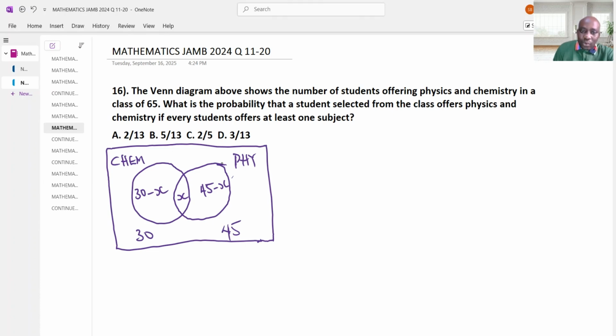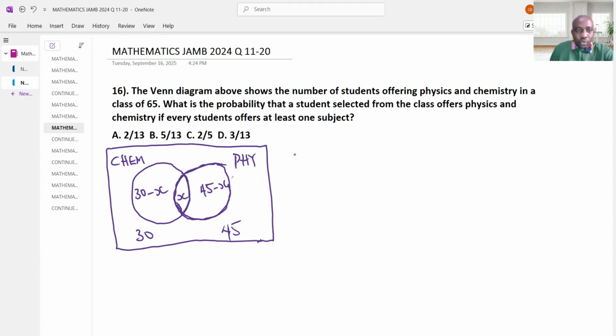The reason is that if you look at this circle, it is for only people that did physics. And we were told that this X combines the number of people that did chemistry and physics. Therefore, we are going to remove this X, the number of people that did two subjects, because we want to know the number of people that did only one subject, which is physics. We are going to remove these people in between here, because they did two subjects. That's why we say 45 minus X, so that we know the number of people that did only physics, and this one too, only chemistry.